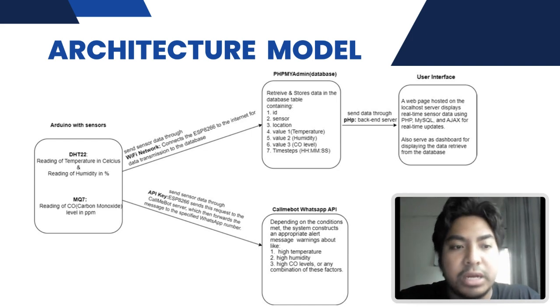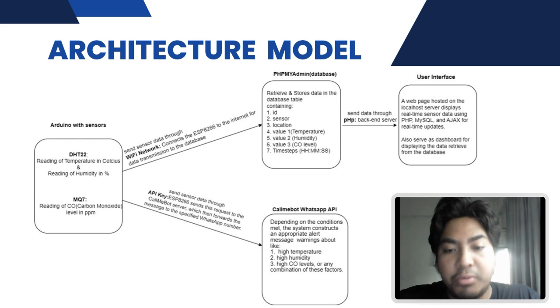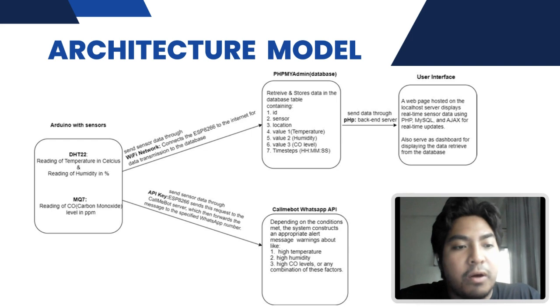Other than that, the Arduino sensor also sends data through an API key, which is the alert message, to the callMeBot WhatsApp API. It is hard-coded so that if some of the readings exceed a certain threshold, meaning a dangerous reading, the ESP8266 will send an HTTP POST request to the callMeBot server, and depending on the condition, the system will construct an appropriate alert message to the WhatsApp number that has been saved.